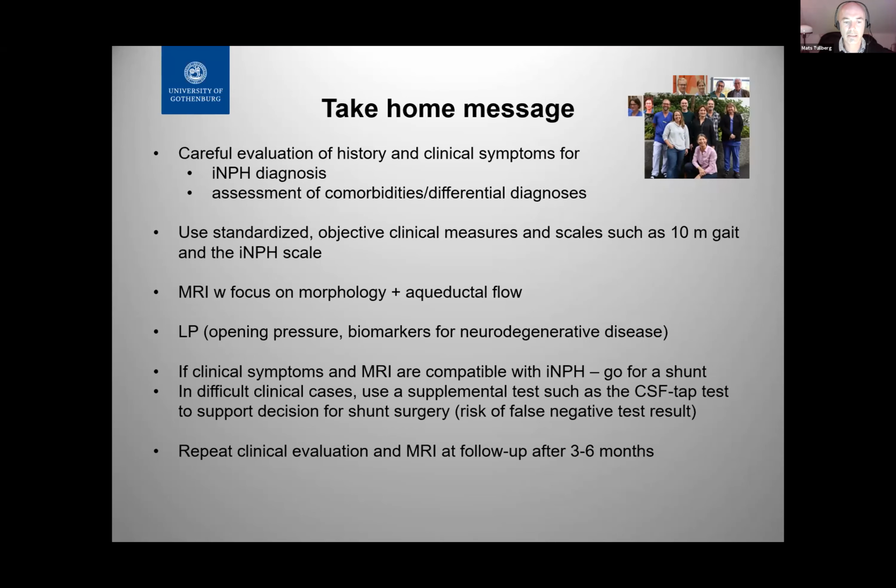But in difficult cases, you should use a supplementary test such as the CSF TAP test to support the decision for shunt surgery. But you should be aware of a risk of a false negative result. And then finally, you should repeat the clinical evaluation and MRI at follow-up after 3 to 6 months.